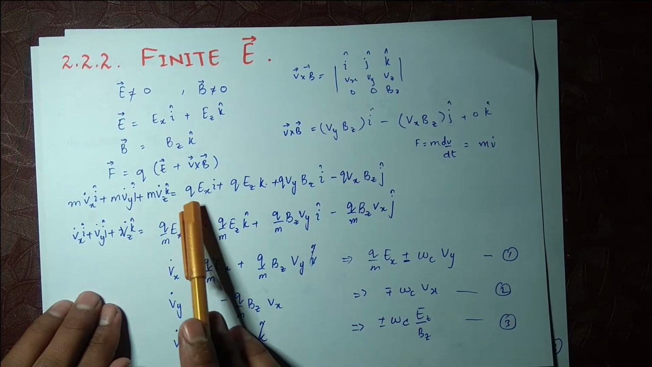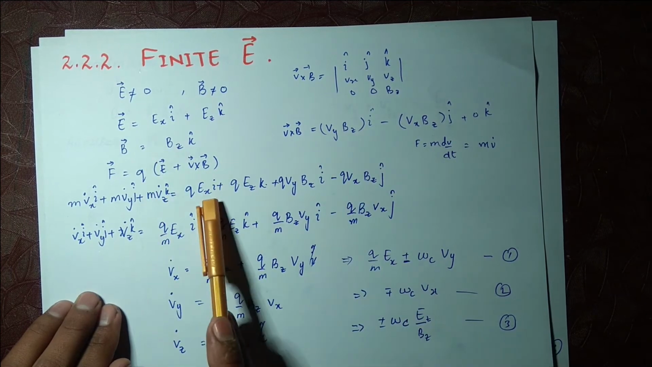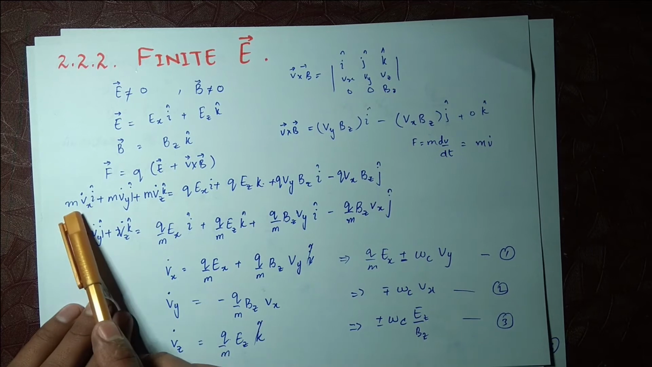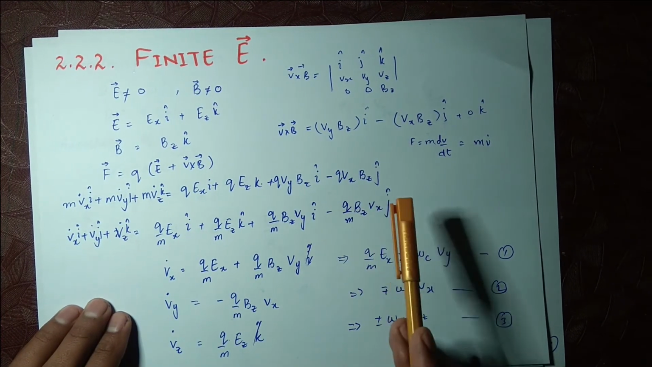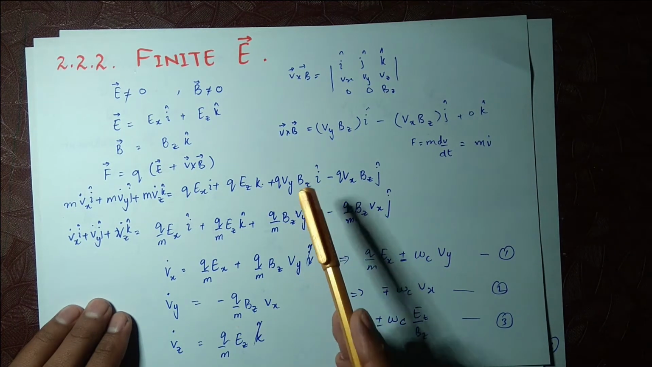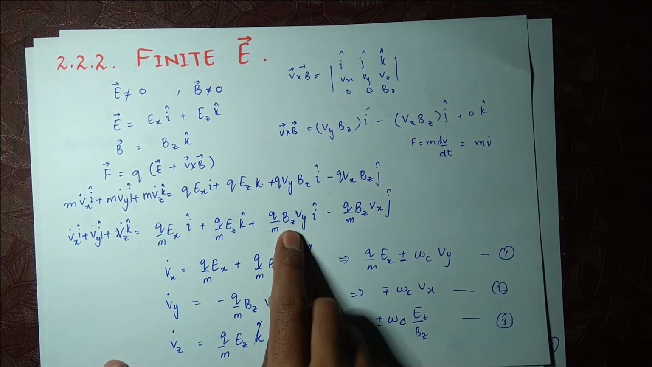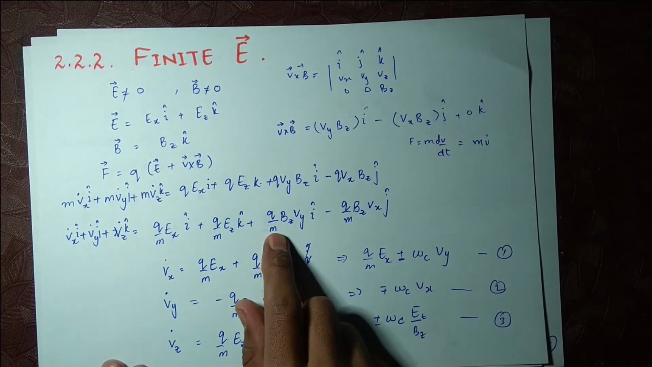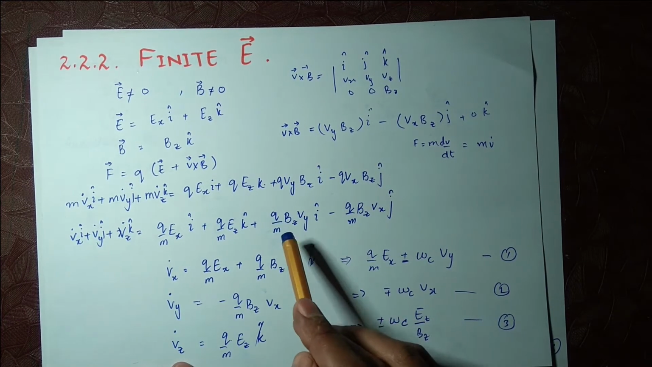On the right side we will write the equation like this, putting these values here. Now we will divide by m here and, with a little rearranging, we will take this in the first term and this in the second term. We will see that this term q over m Bz is equal to minus omega c. This is equal to the cyclotron frequency.